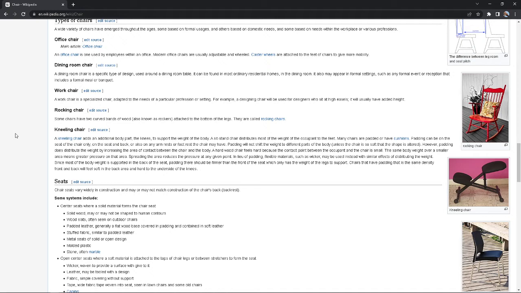Work chair. A work chair is a specialized chair adapted to the needs of a profession of sitting. For example, a drafting chair will be used for designers who sit at high easels. It will usually have added height. Rocking chair. Some chairs have two curved bands of wood, also known as rockers, attached to the bottom of the legs. They are called rocking chairs.